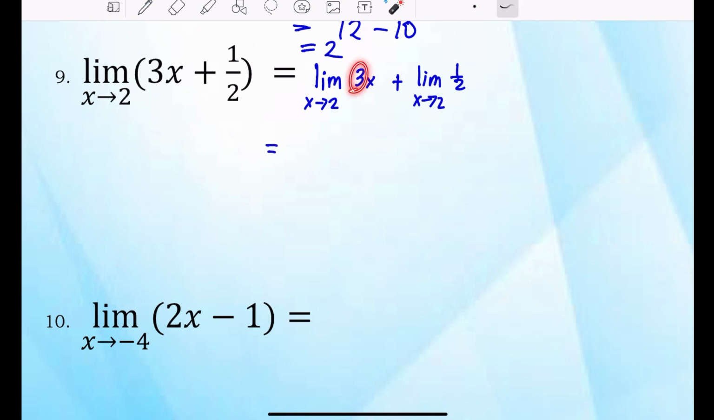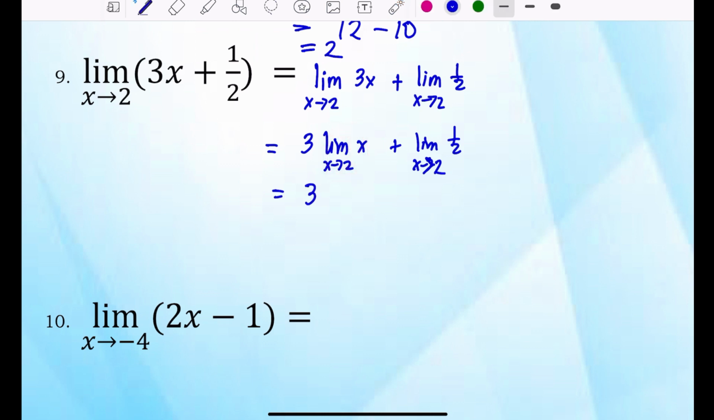So since this is a coefficient, we can write this before the limit. So 3 times the limit of x where x approaches 2 plus the limit of 1 half where x approaches 2. The limit of the identity function, the limit of x where x approaches 2, is equivalent to 2. So 3 times 2 plus the limit of 1 half where x approaches 2. This is a constant function. The limit of a constant, 1 half is a constant, so that is equivalent to 1 half.